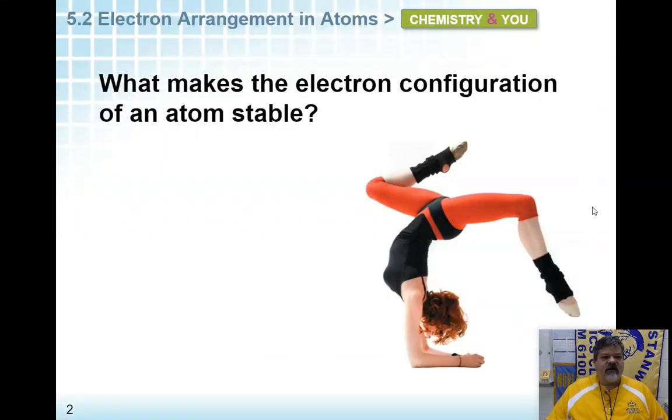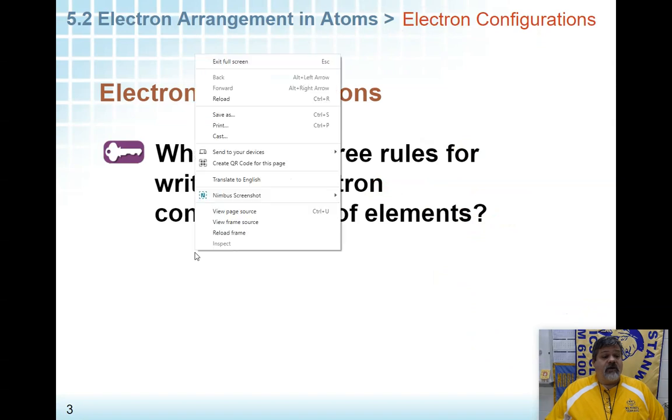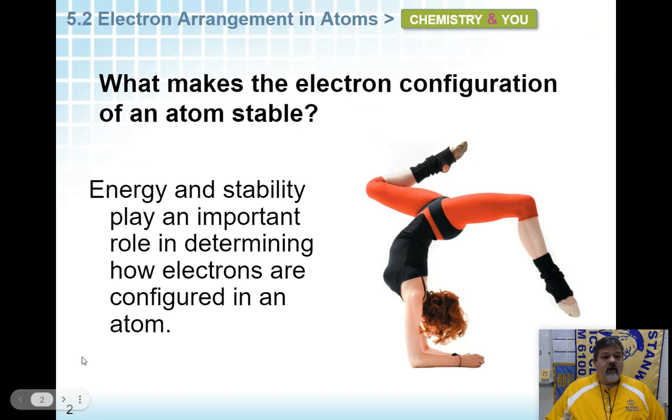So what makes an electron configuration of an atom stable? Well, what makes it stable is to have that of a noble gas, which would be really stable. The energy and the stability play an important part in determining how the electrons are configured. There's a certain way that they're configured, and there are rules that tell us how to configure them. And so those are what we're going to follow.